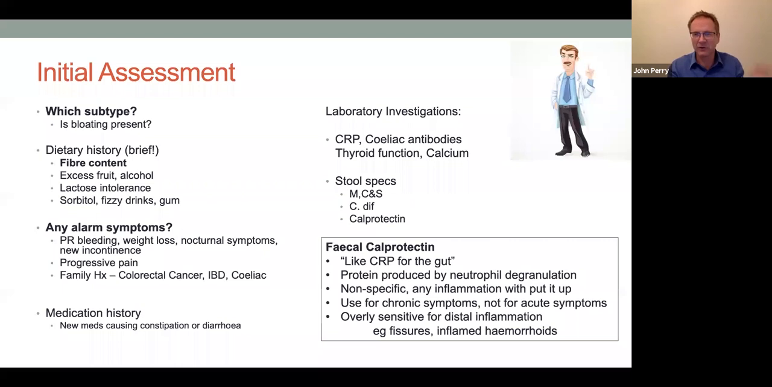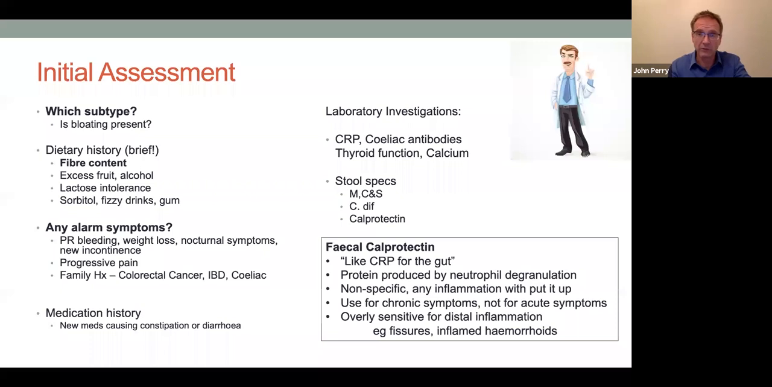It doesn't mean they've got Crohn's disease. It's not a marker for inflammatory bowel disease. It's a marker for anything inflammatory going on. It'll go up and go down with acute stuff. So it's really useful only in chronic symptoms. And that's your screening for inflammatory bowel disease, basically.